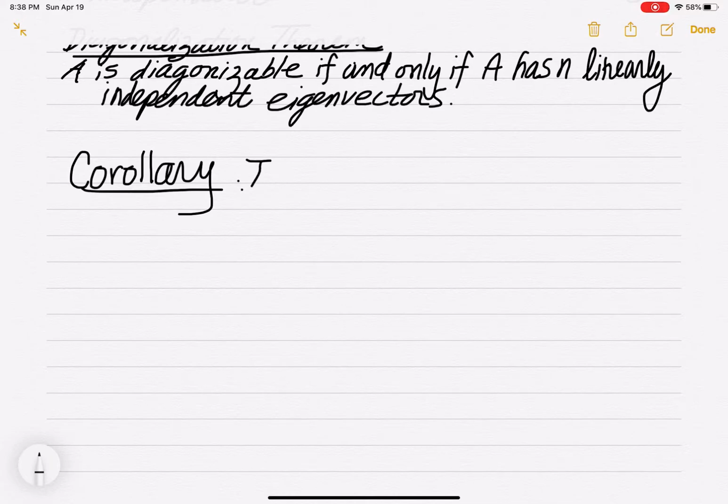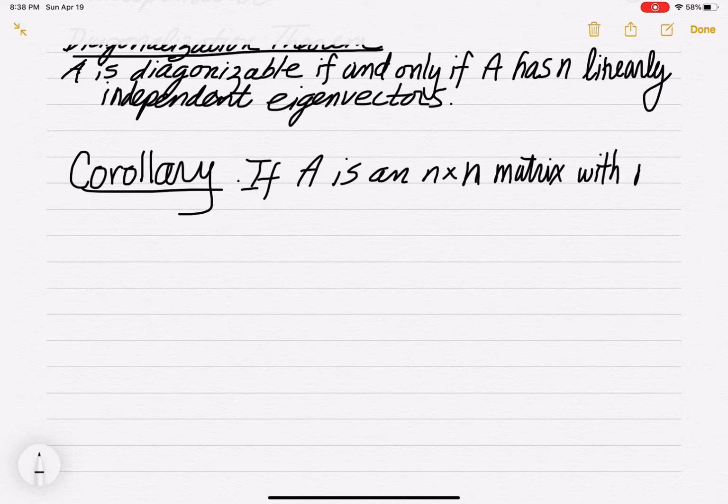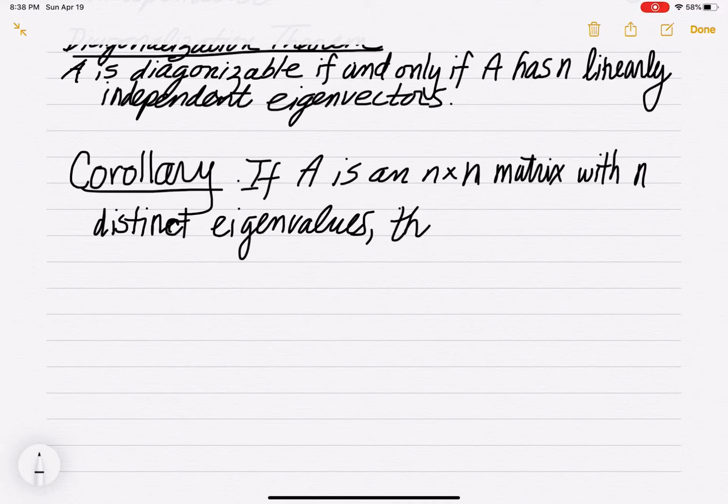It says if A is an n by n matrix with n distinct eigenvalues, then A will be diagonalizable. So that's really useful. All you have to do to figure out if something is diagonalizable, this is one technique.